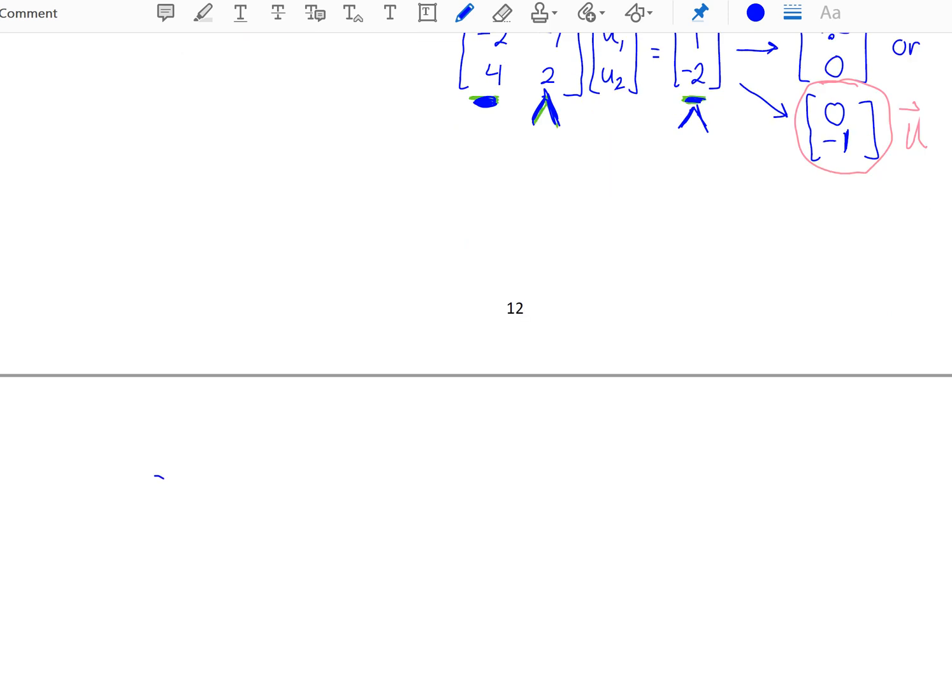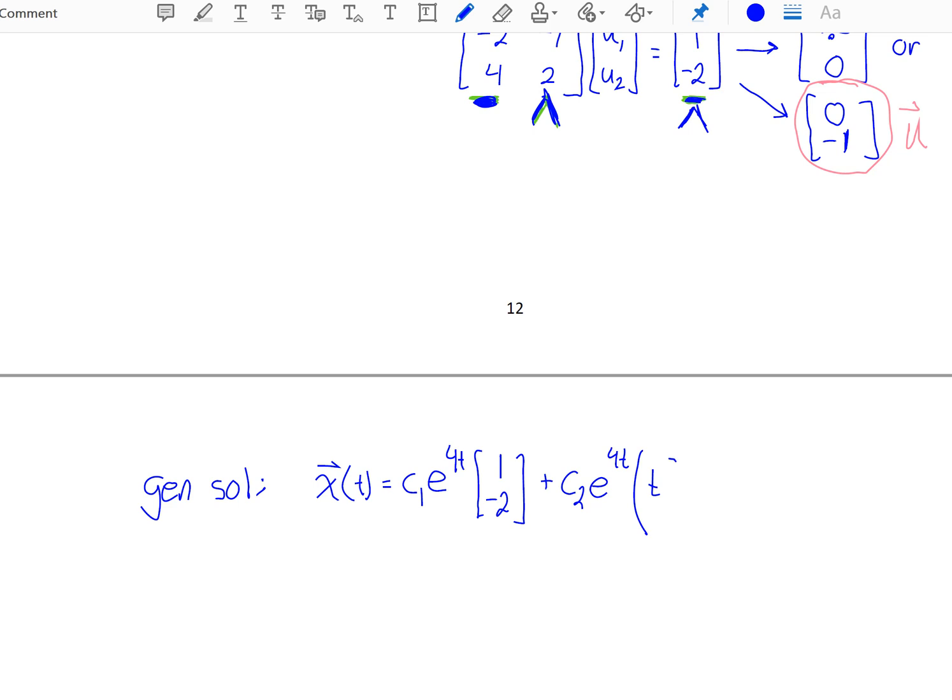So here our general solution will look like x of t equals c1 e to the 4t times the first eigenvector that we found, (1, negative 2), plus c2 e to the 4t, and then remember it's t times your first vector plus your generalized eigenvector, and I chose to use the vector (0, negative 1). This is what your general solution now looks like.